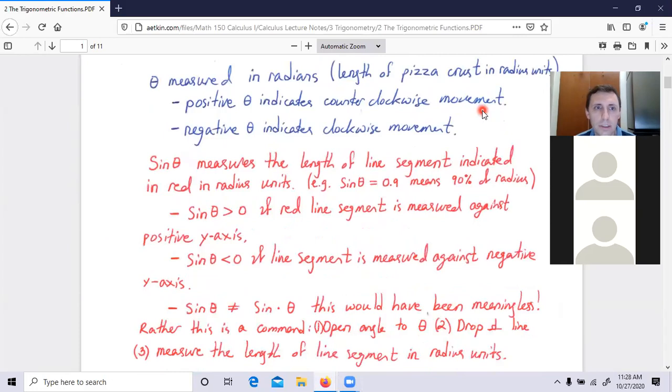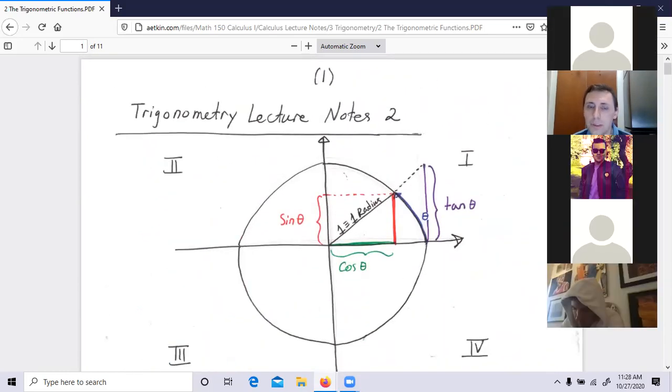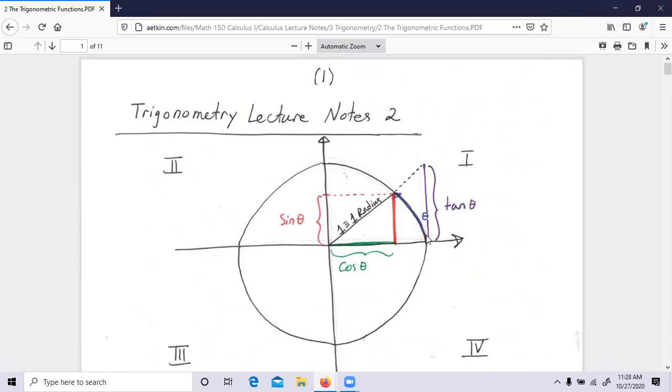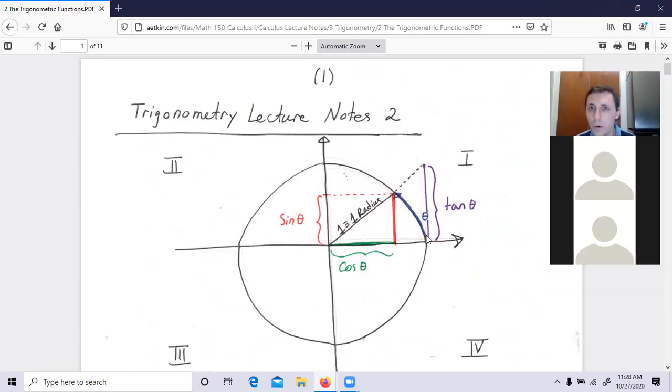All right, so this is just discussing the value. So for example, when I say sine of theta equals something like 0.9, what is that 0.9? 0.9 of what?